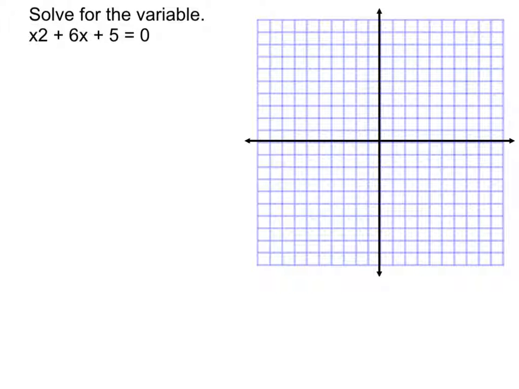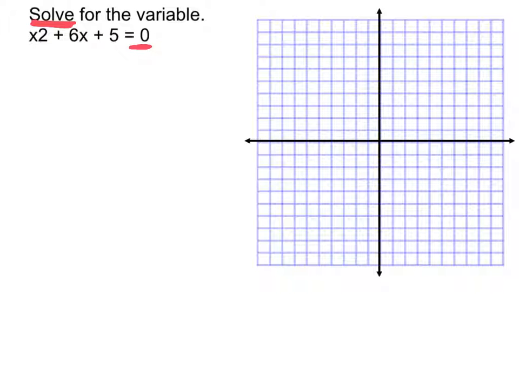Hello! We're going to continue graphing parabolas today, similar to what we did in last class, except notice a few things have changed. The directions have changed. We're now being asked to solve for the variable. And then the other thing is that instead of being equal to y or being equal to f of x, we're now equal to 0.